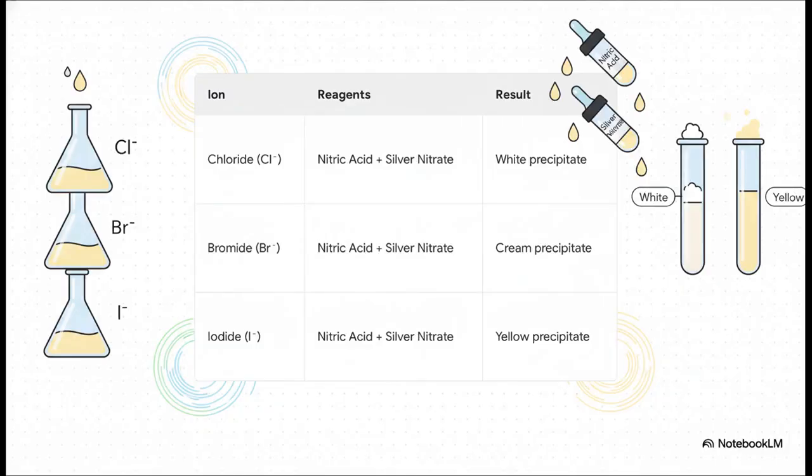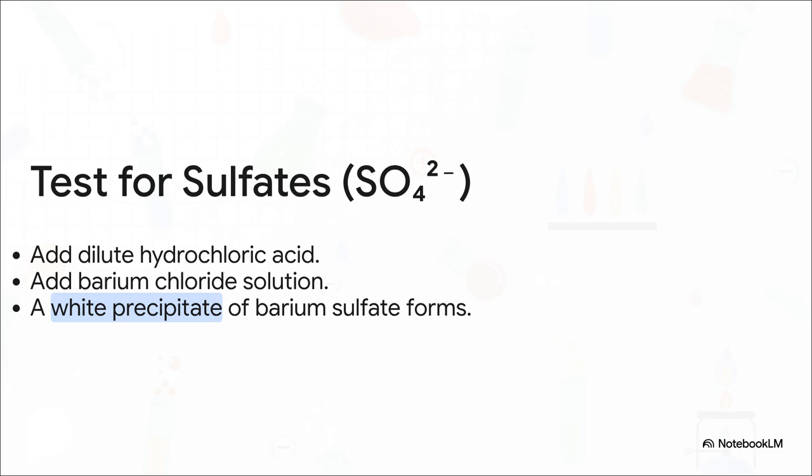Next up, we're on the hunt for the halides. That's chloride, bromide, and iodide. For these, you first add some dilute nitric acid. That's just to get rid of any other ions that might mess up our results. Then, you add silver nitrate solution. And just like before, you look for a precipitate. A white one means you've got chloride, a cream-colored one points to bromide, and a pale yellow precipitate is the telltale sign of iodide.